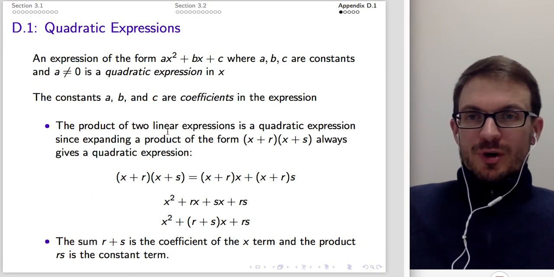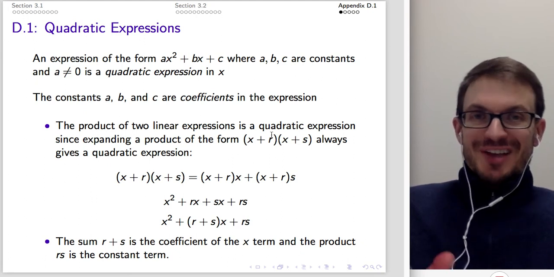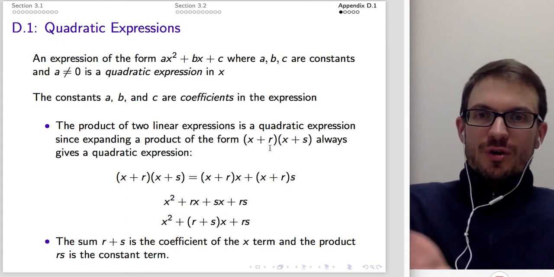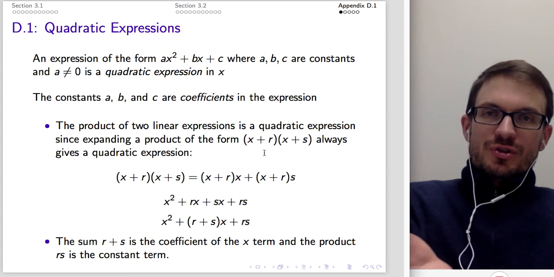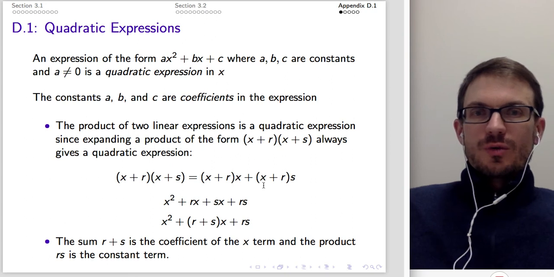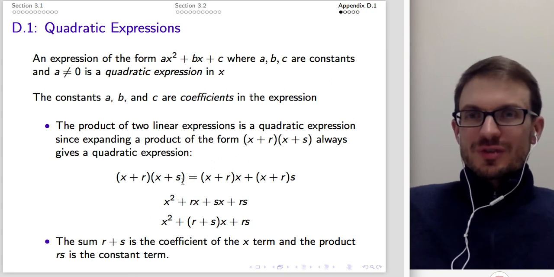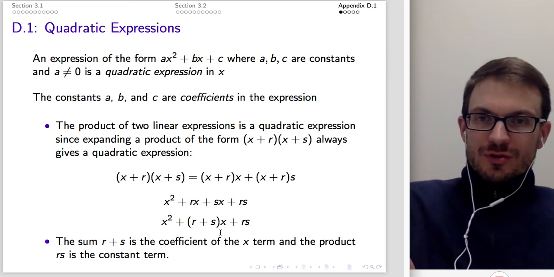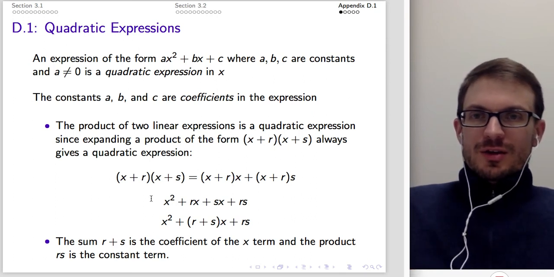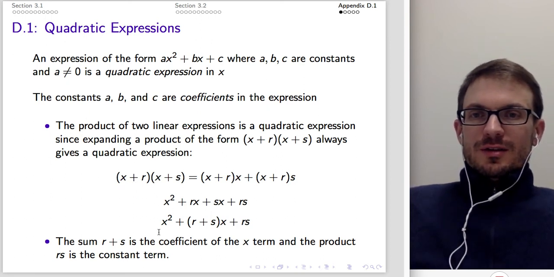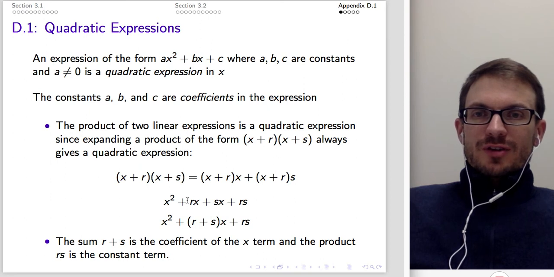And a couple facts. The product of two linear expressions is itself a quadratic expression, since expanding a product of the form (x plus r), which is linear, times (x plus s), which is linear, is always a quadratic expression. Why? Well, let's do this. You can FOIL, or you can expand by the distribution. However you do this, you're going to end up getting a quadratic, right? You have to. How do we know? Well, we're going to get an x times an x, and that's quadratic. All right, and then here I've just collected like terms, or I've factored out the x, and there we go.